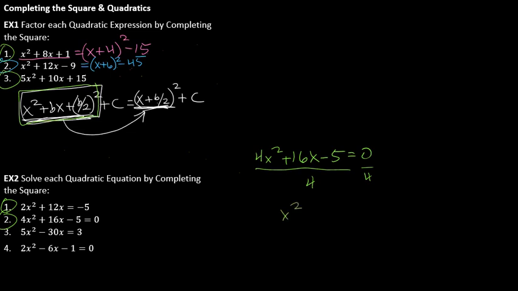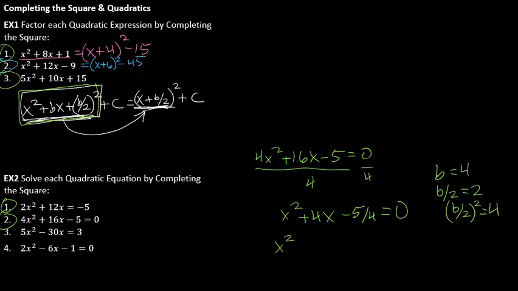So I'm going to have x squared plus 4x minus 5 fourths equals, well, 0 divided by 4 is still just 0. Okay, so my b term is 4. B over 2 is 2. And b over 2 all squared is also 4. So I'm just going to have x squared plus 4x plus 4 minus 5 over 4, and what I do to one side, I do to the other. So I'm going to do that minus 4 and put it over here.